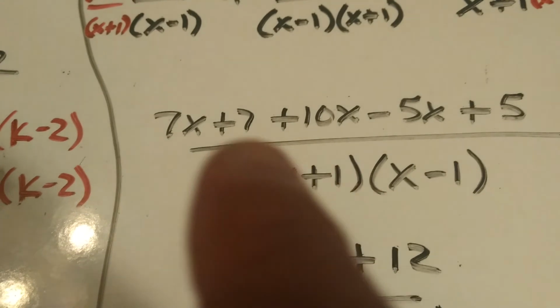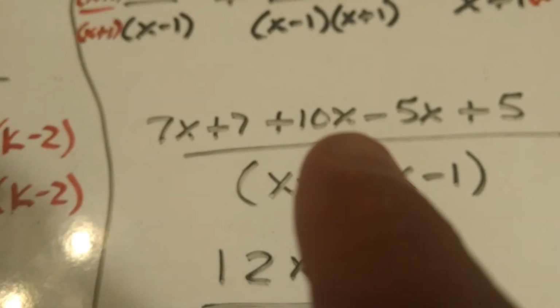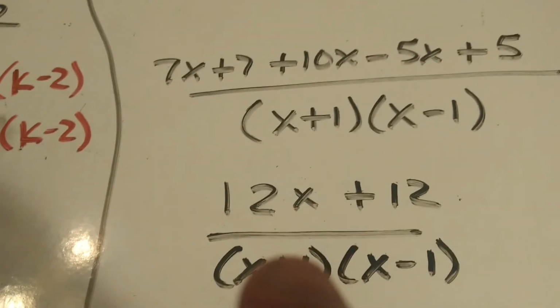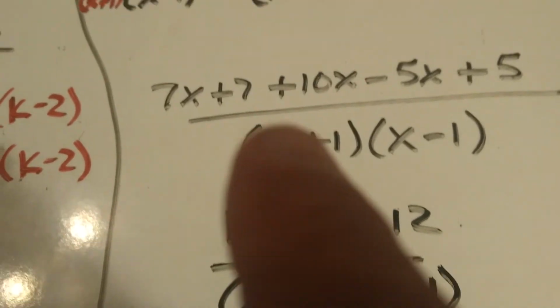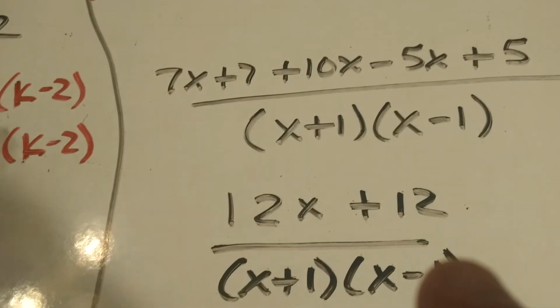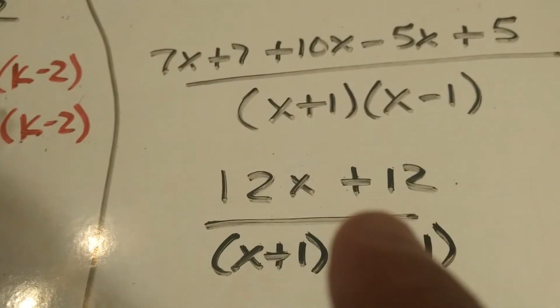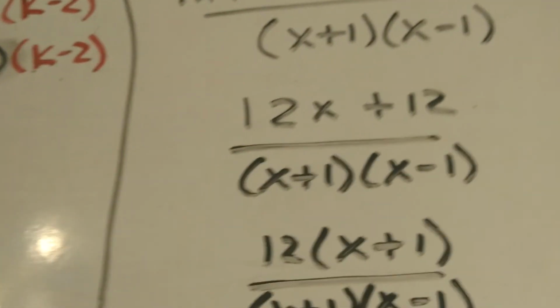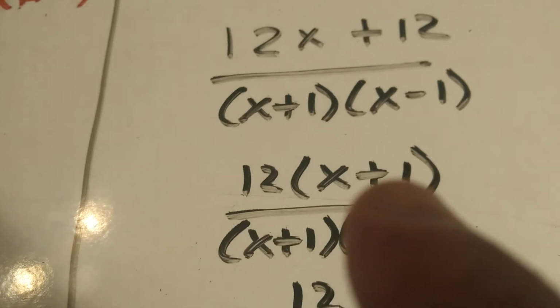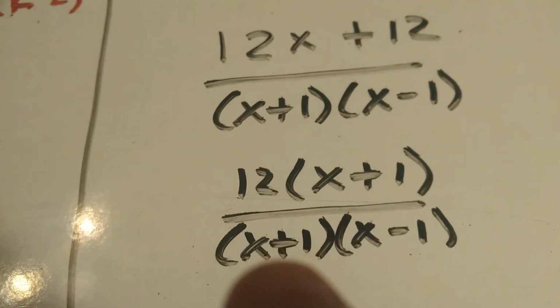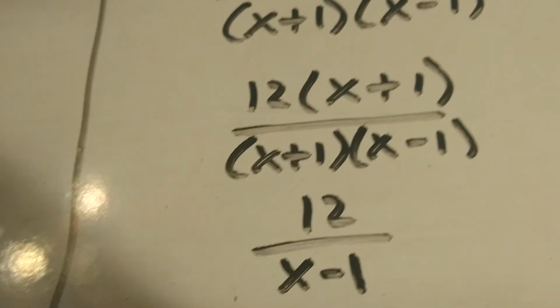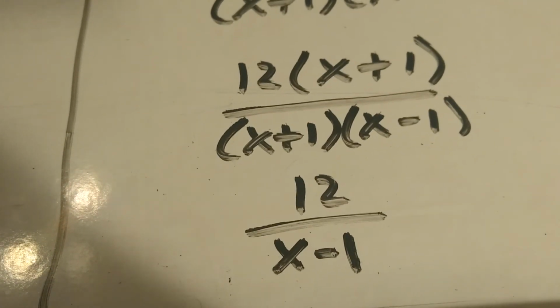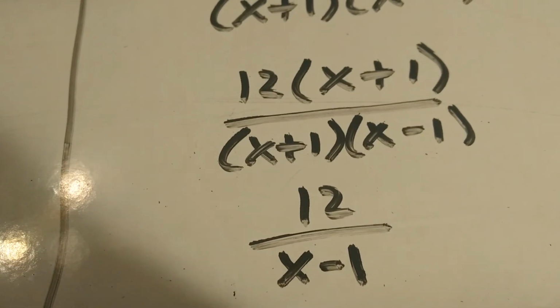Denominator stays the same. Combine like terms. Got 7x plus 10x minus 5x, which is 12x. I got 7 plus 5, which is 12. This is factorable, greatest common factor. We can factor a 12 out. If you notice, we have an x plus 1 on the top, x plus 1 on the bottom. They become 1. So our final answer is 12 over x minus 1.